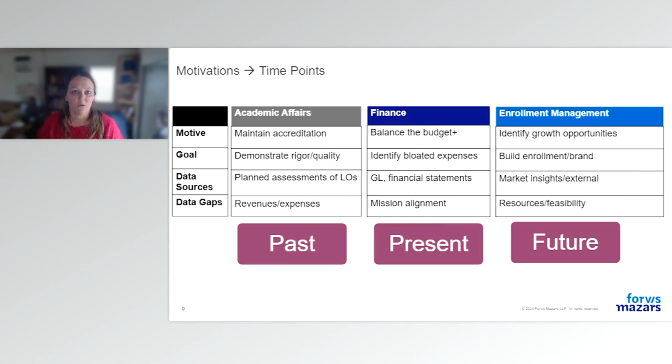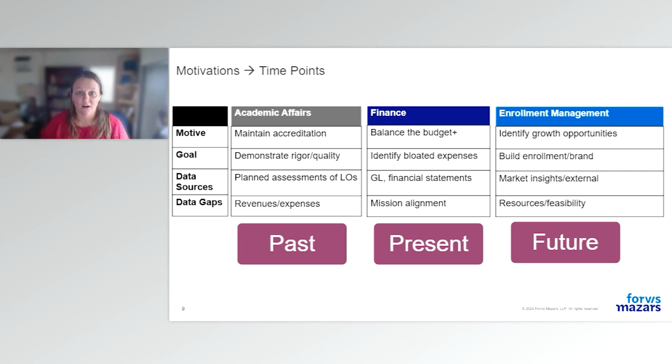If you think about what a program review has looked like on your campus, and you think about these primary decision makers at the cabinet level, program reviews are typically conducted by academic affairs on a semi-regular basis, if not annual, maybe every 5 years or 7 years. And the motive for that kind of program review is typically because it's required or expected by accreditors. And the goals for that kind of program review are understandably to demonstrate rigor and quality. The data sources tend to focus explicitly on planned assessments of learning outcomes.